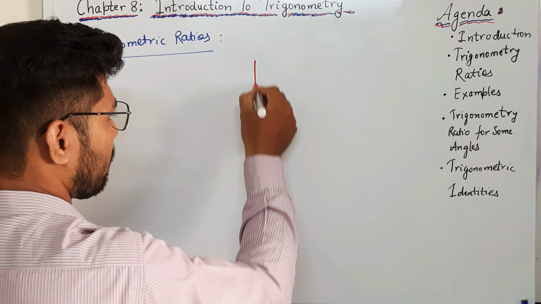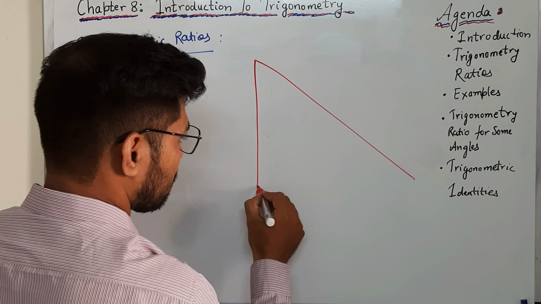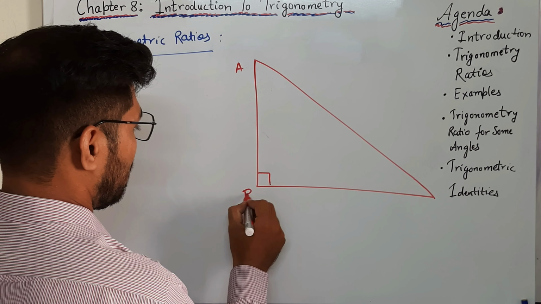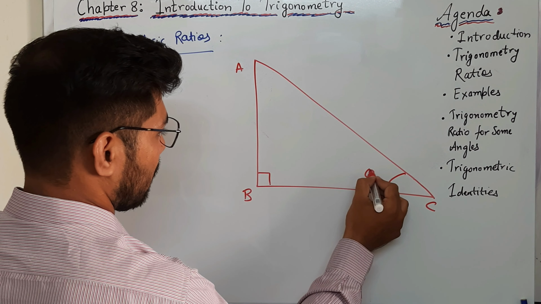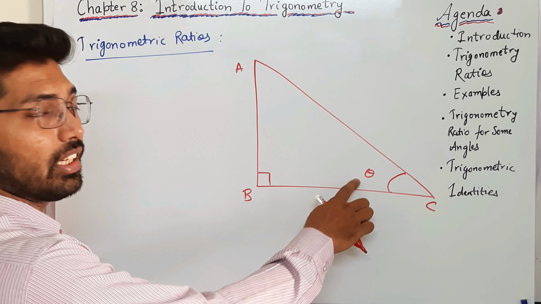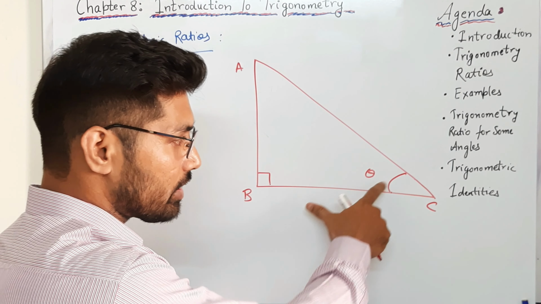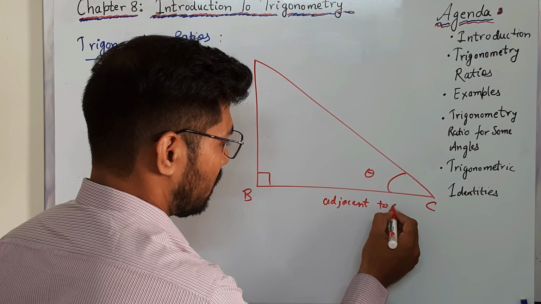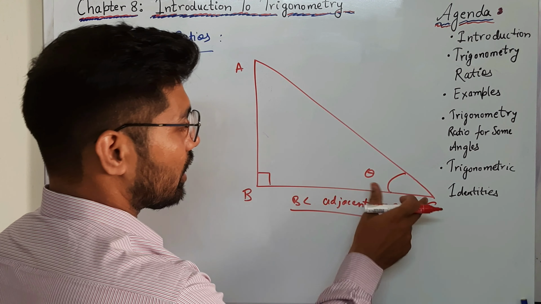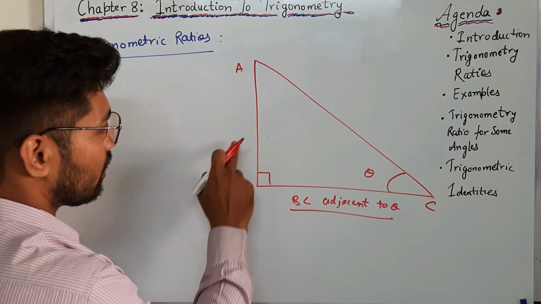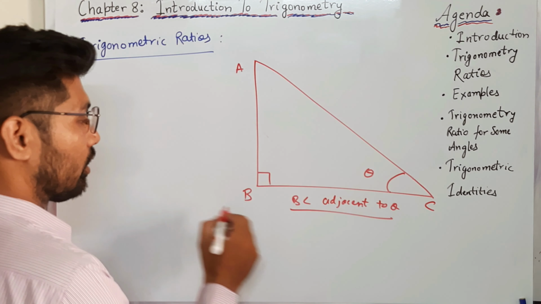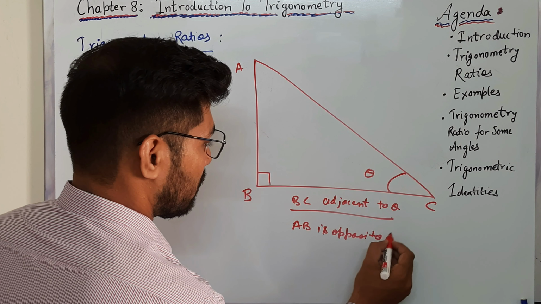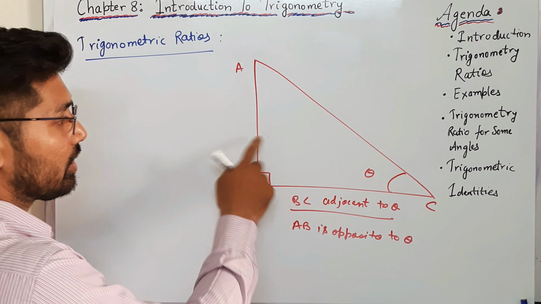For example, we have a triangle, this one. This is 90 degrees, and the vertices are A, B and C. For example, this angle is theta. For this angle theta, this side is adjacent, so we can say this line BC is adjacent to theta. But what about this line? This is opposite to this particular theta, so AB is opposite to theta.